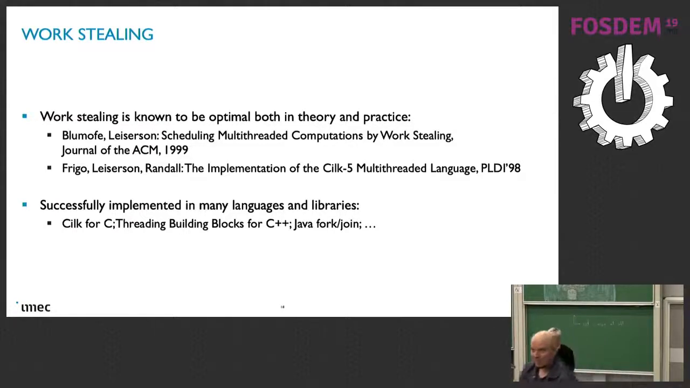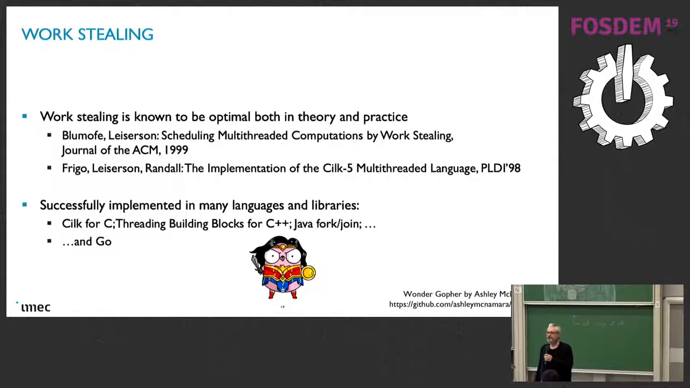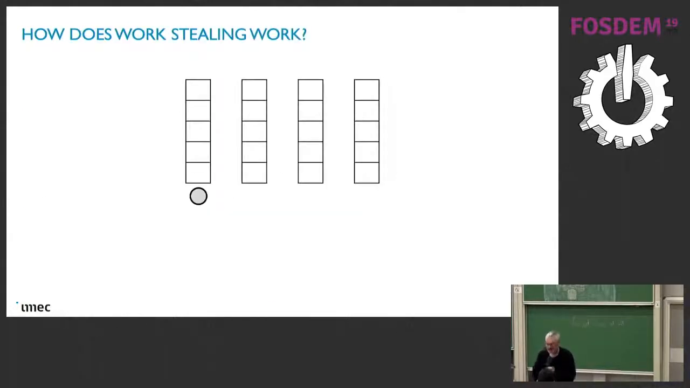This has been successfully implemented in many programming languages and libraries. It has been implemented in Cilk for C, which is the most famous one. It has been implemented as Threading Building Blocks for C++. It has been implemented as the Java fork/join library, which comes with the default Java library. And it has been implemented in Go. The scheduler for goroutines in the standard implementation of Go is actually a work stealing scheduler. And this was the main reason why we became so excited about using Go for our parallel programming tasks. So what does it look like?